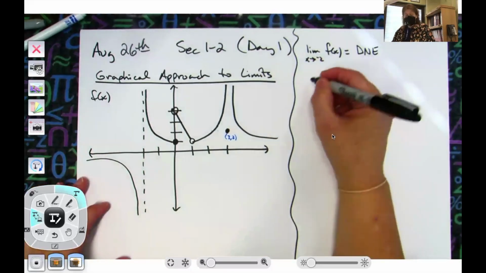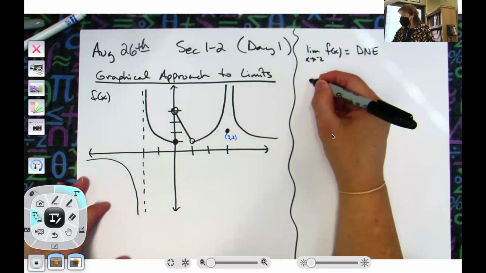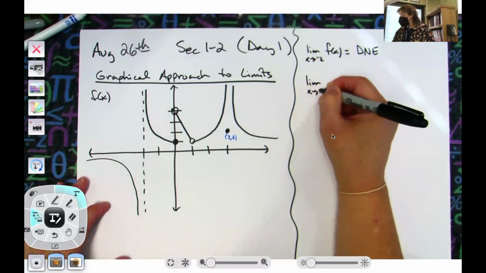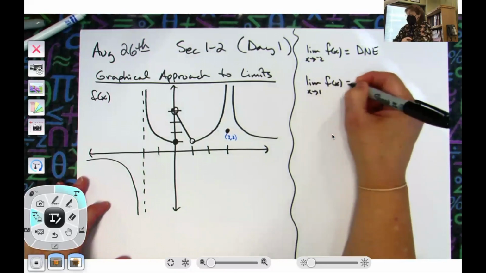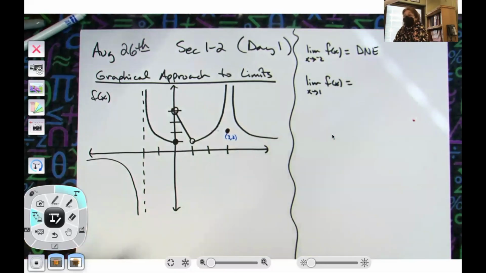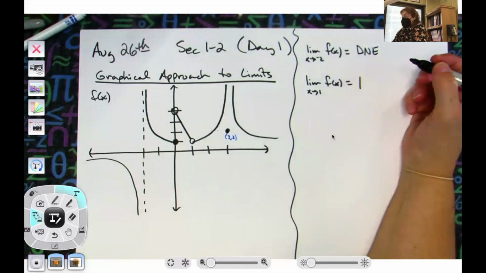How about the limit as x approaches 1 of f of x? All right, the limit as x approaches 1. Since again, I'm not asking you from the left, I'm not asking you from the right, you got to check both. Limit as x approaches 1. Dane, what we got? Yeah, it's going to be 1. Yeah, it is going to be 1. I can only half hear what you guys are saying.